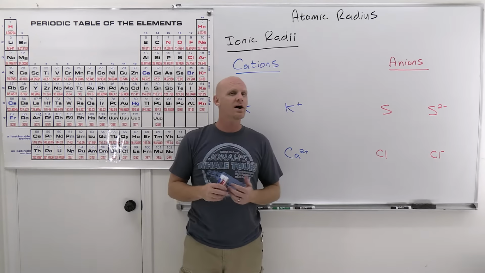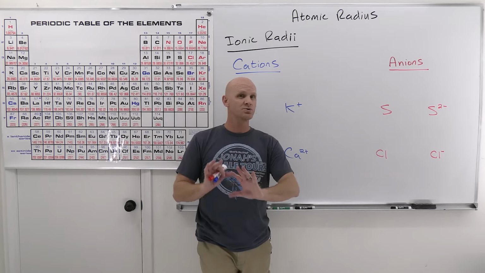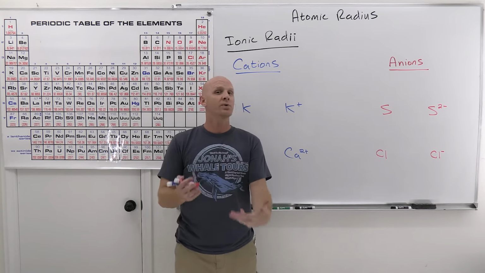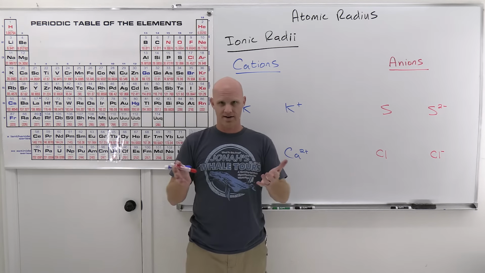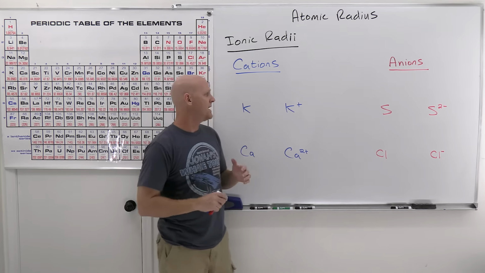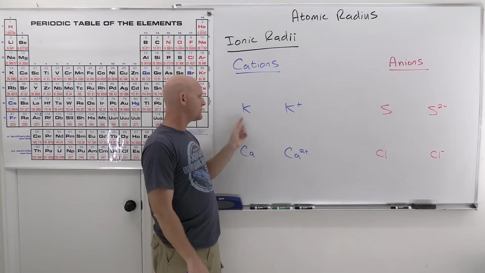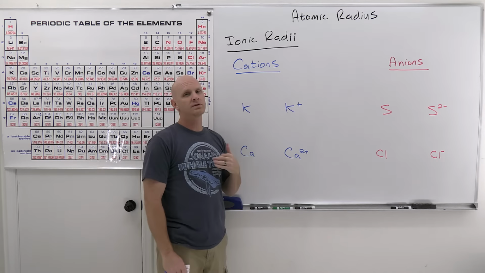So now we're going to talk about ionic radii. And again, atomic radii assumes you have neutral atoms. Whereas when we talk about ionic radii, now we can talk about cations and anions. Cations, again, being positive ions and anions being negatively charged ions. And the big thing you should realize here is that when you go from a neutral atom to a cation, you're going to lose at least one electron.